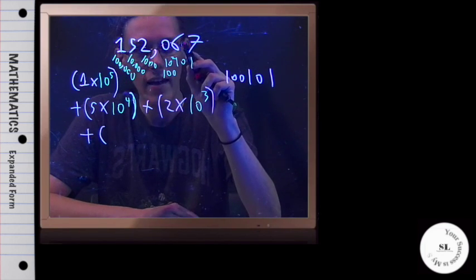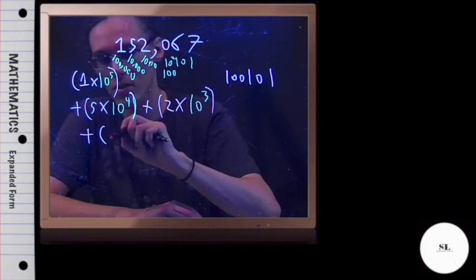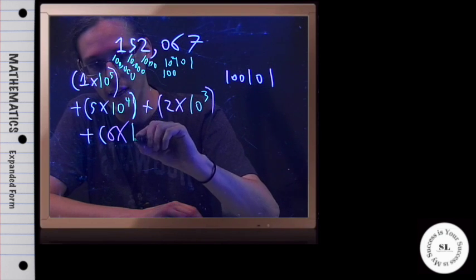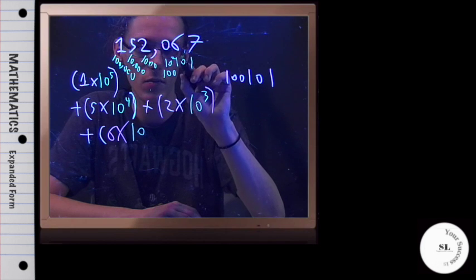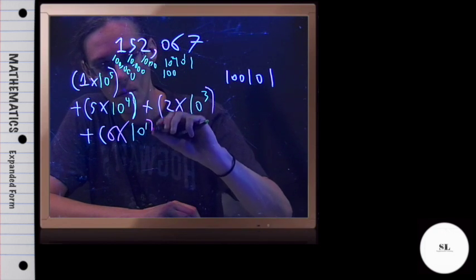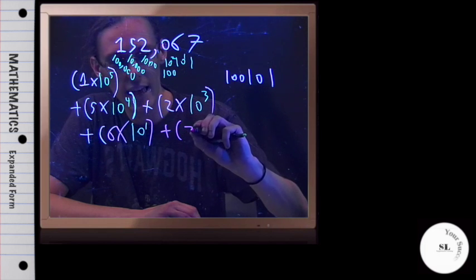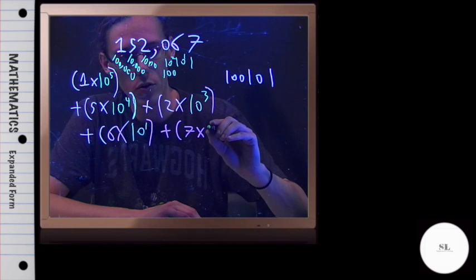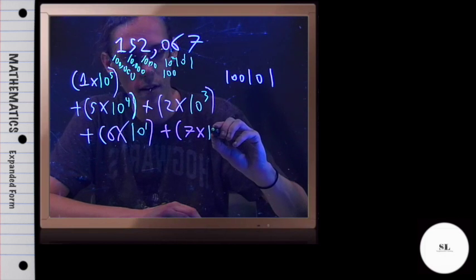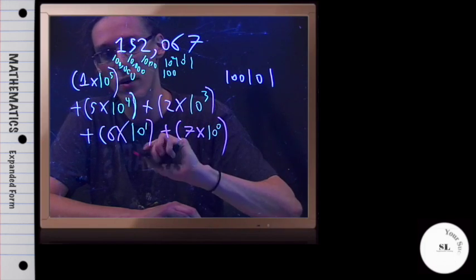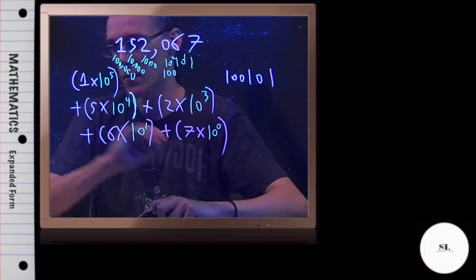Then the next number I have is 6 in the tens place. So that's 6 by 10, and you could write that as 10, or to stay consistent, we can say 10 to the 1, because that's the place it's in. And finally, plus 7 in the ones place. We usually just write that as 1, but if you wanted to write it as 10 to the 0, either way, that would be correct, 10 to the 0 or 1, because those are the same thing.